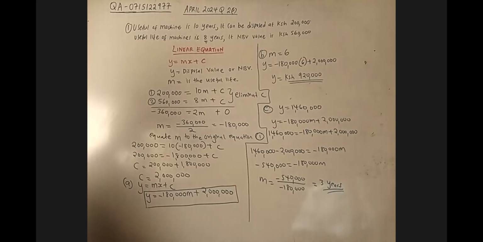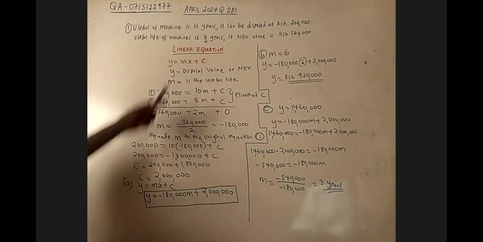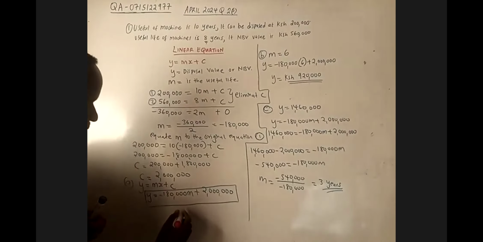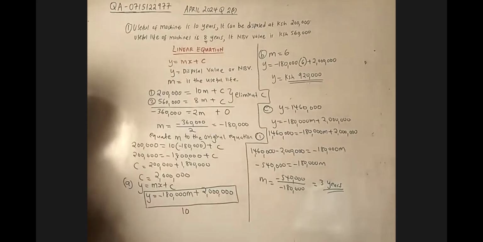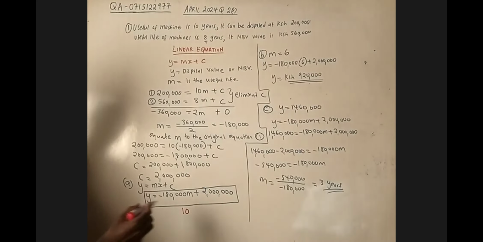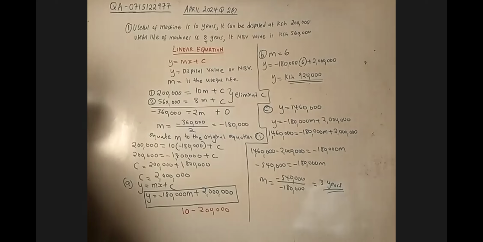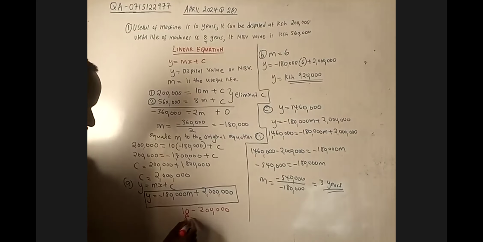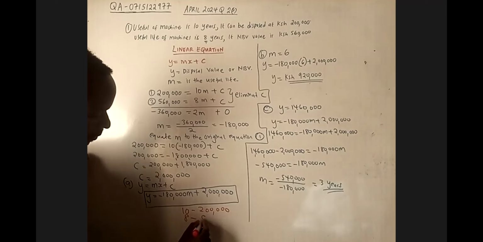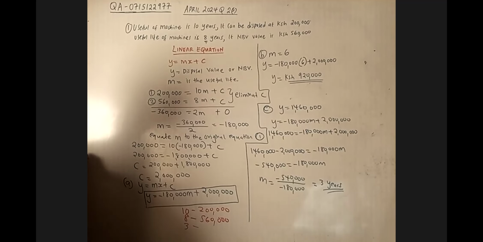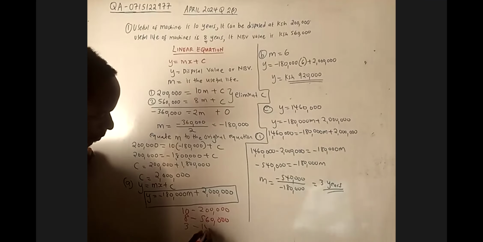Now let us see from our question. The question is over, we just want to do an analysis. When it is 10 years, the value is 200,000. The value of the machine is 200. When it is 8 years, the value is 560. When it is 3 years, the value is 1,460.